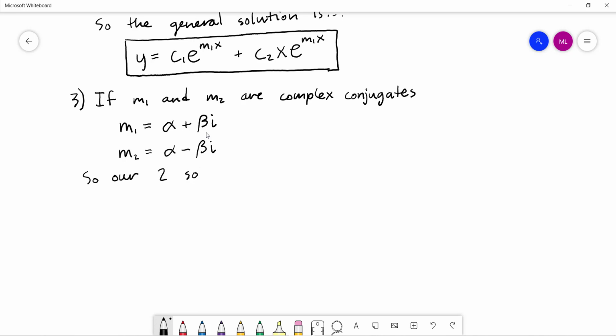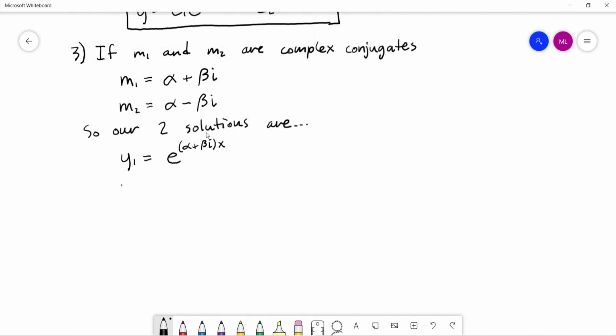Our two solutions are y1 equals e to the m1, so e to the alpha plus beta i times x, and y2 will be e to the m2, so e to the alpha minus beta i times x. So these are my two solutions.